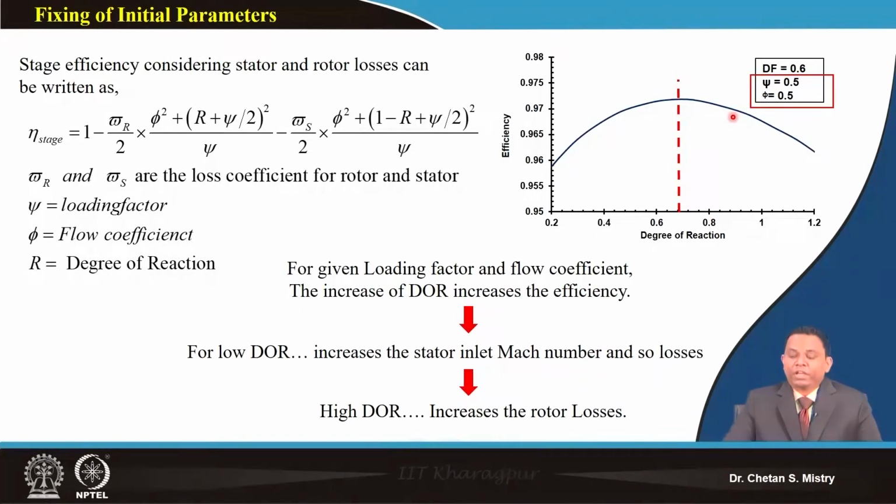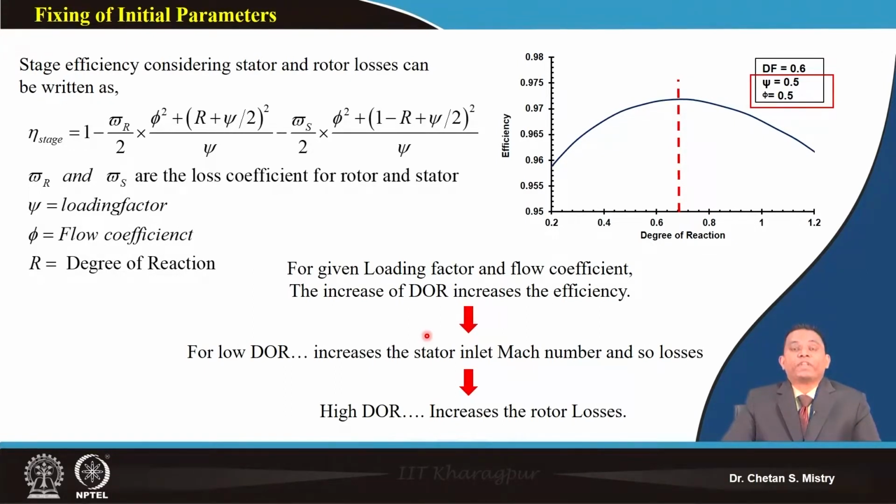Say we fix our loading coefficient and flow coefficient, and we take the variation of efficiency with the degree of reaction. It says that with an increase in the degree of reaction, efficiency rises up to a particular extent. When the degree of reaction is lower, that increases my stator inlet Mach number, and that leads to increased losses. So just realize one thing: here we have flow separation coming into the picture.